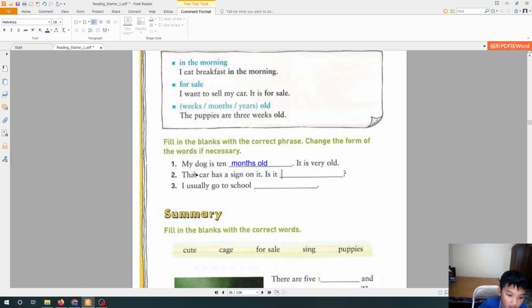Next sentence: the car has a sign on it. Is it? I choose the word for sale. Next sentence: I usually go to school in the morning.